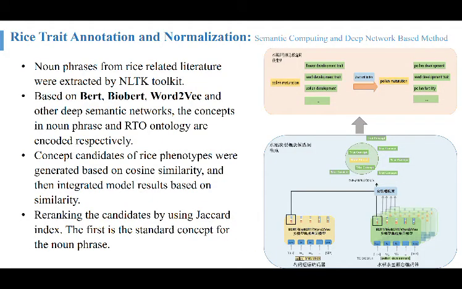We first extract noun phrases by using the NLTK toolkit. Then, based on the deep semantic networks like BERT, BioBERT, Word2Vec, etc., we encode the trait concepts respectively. And then, based on cosine similarity, we generate the candidates of rice phenotypes. Then, re-ranking the candidates by using the Jaccard index, and the first trait is the standard phrase we want.